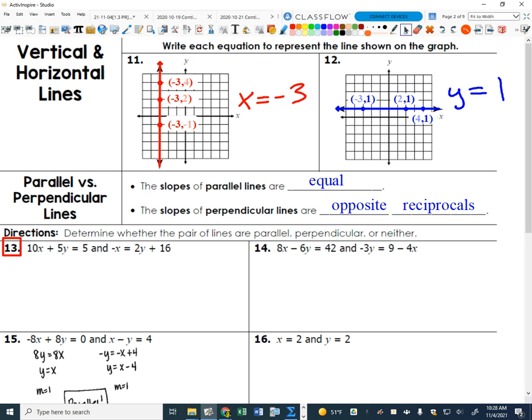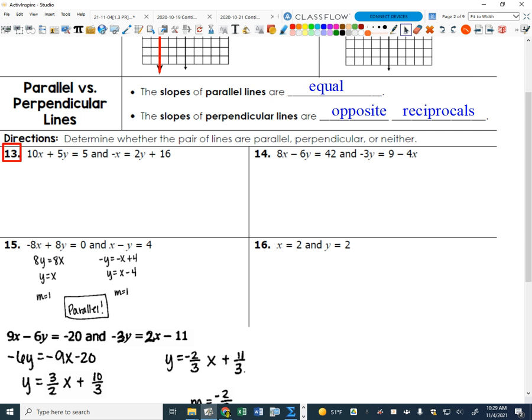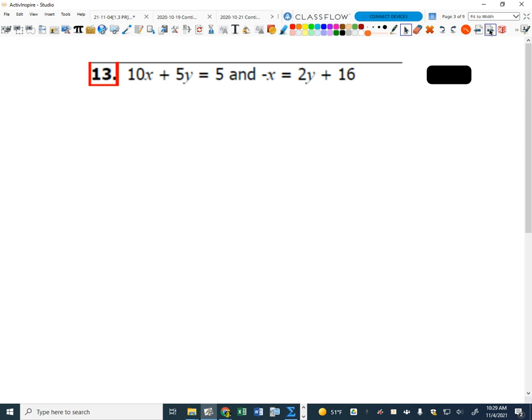Okay? So we can use that information to determine if 2 lines are parallel or perpendicular, or if neither one of those 2 things is happening, then they're neither one of them. They're neither parallel nor perpendicular. So let's try an example. Let's try this example right here.